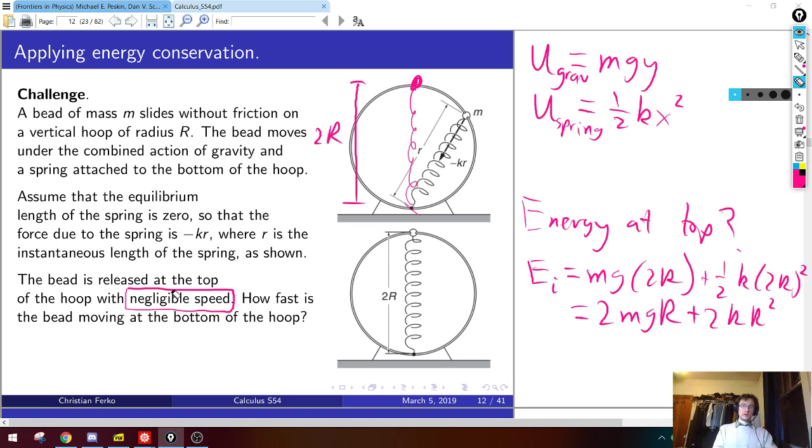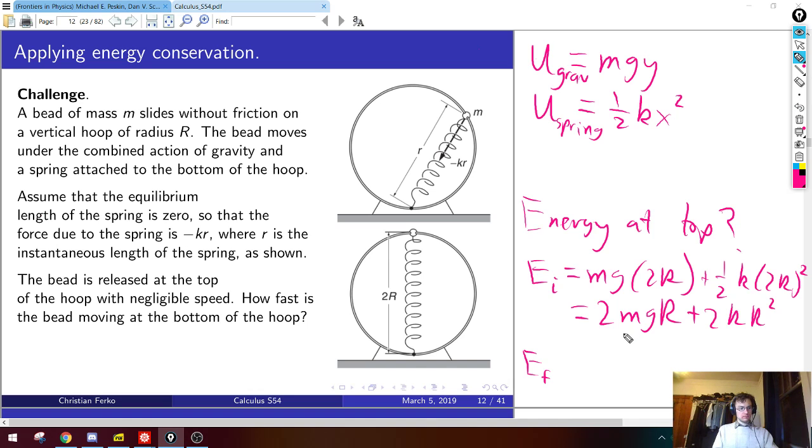Okay, so now what's the total energy at the bottom? So when it falls all the way to the bottom of the hoop, basically, at the bottom all the potential energy is converted into kinetic energy, if I'm not mistaken. Yeah, because Y is 0 and X is 0, because it's all the way at the bottom. So what's the total energy?